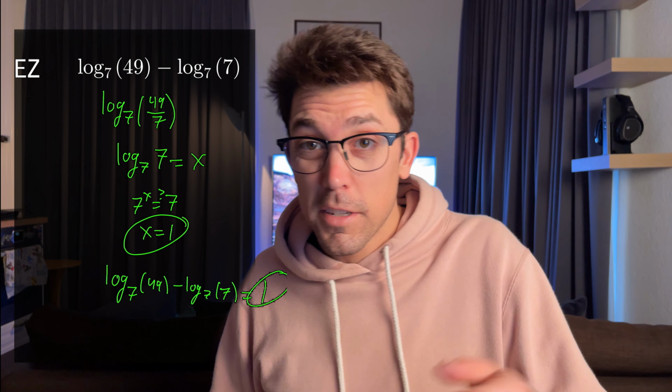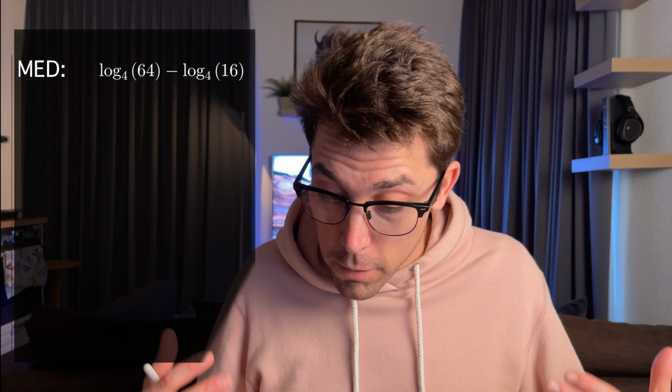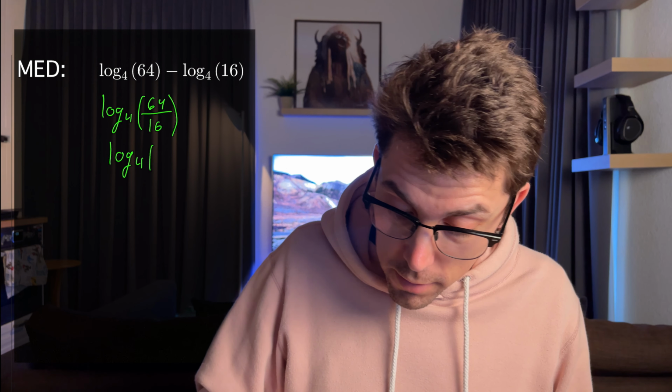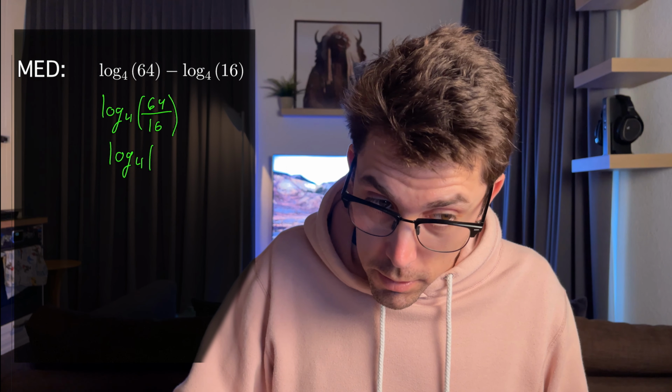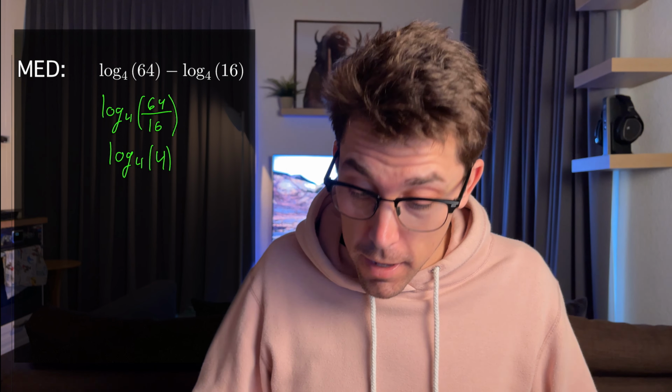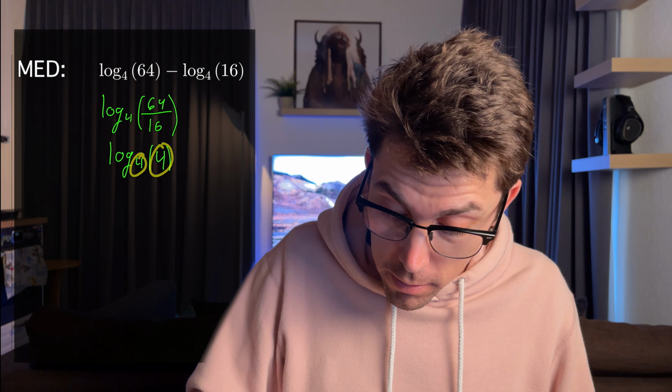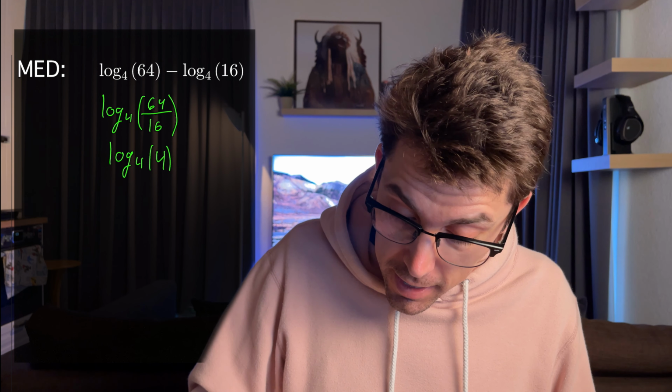Okay, fair enough. Let's take a look at a medium one. Now I have log base 4 of 64 minus log base 4 of 16. Let's rewrite this as log base 4, and I'm going to have 64 on top, that's my first one, minus, 16 is my second one, that's my denominator. That's going to give me log base 4 of 64 over 16, which is going to equal log base 4 of 4. And again, what number do we raise 4 to to get 4? That little loop-de-loop. It's going to be, again, 1. So that whole logarithm equals 1.